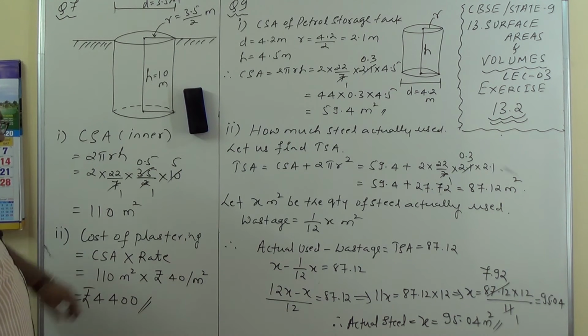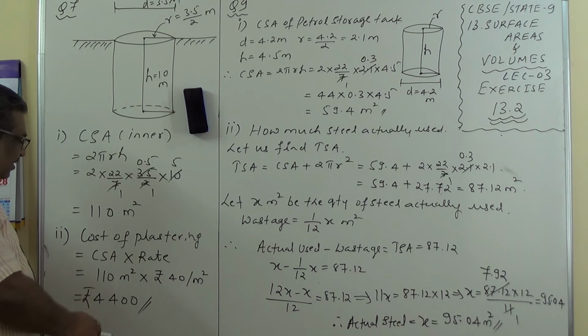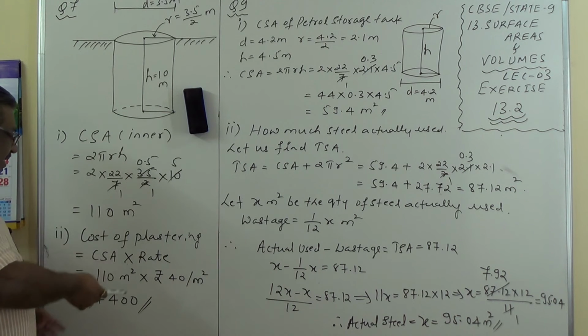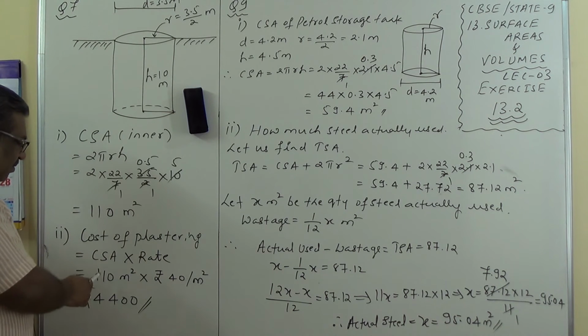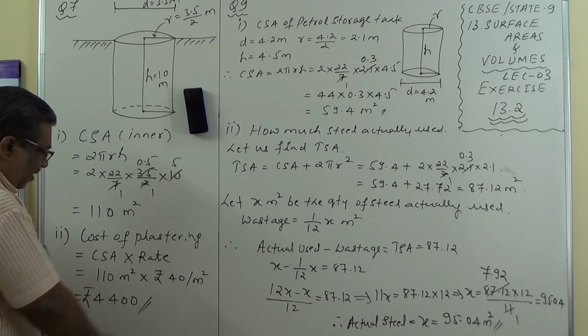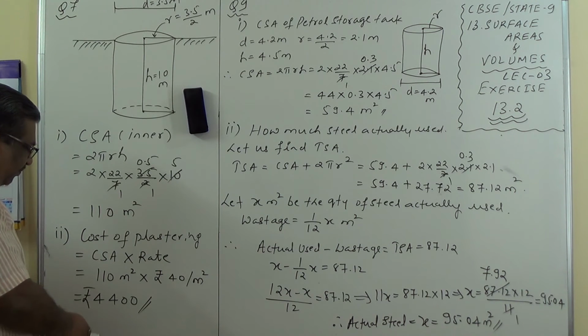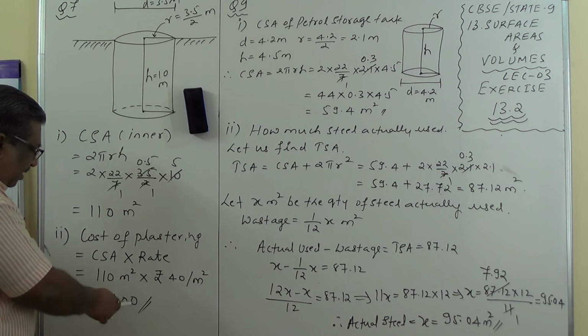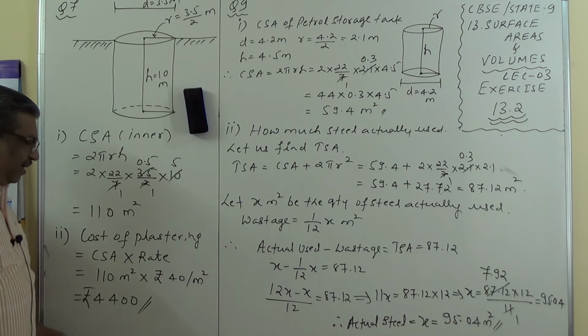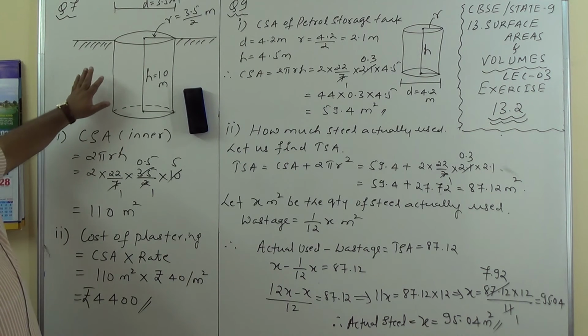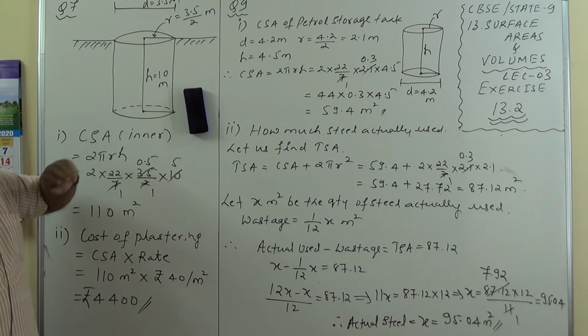Now the cost of plastering. Cost of plastering is equal to the inner curved surface area into rate. So the inner curved surface area is 110, into rate of rupees 40 per square meter. So 11 fours are 44, which gives you 4,400 rupees for the cost of plastering the inner surface area.